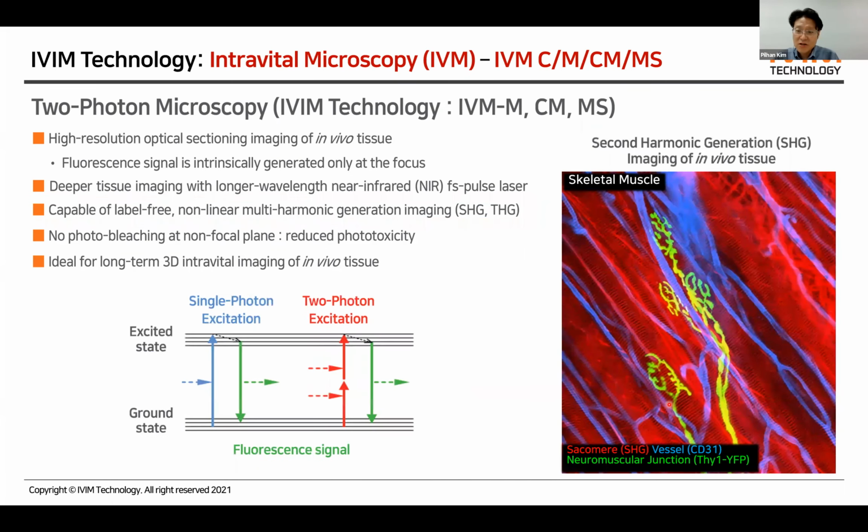So this is the real example obtained from the skeletal muscle of a live mouse model by using our CM model. So in this example, the green is the neuromuscular junction expressing yellow fluorescent protein, and blue is the blood vessel, and red is the sarcomere inside the myocyte visualized by second harmonic generation signal. So this is the real data.